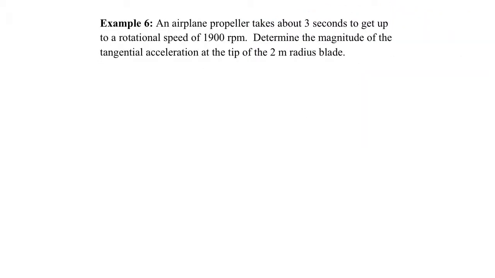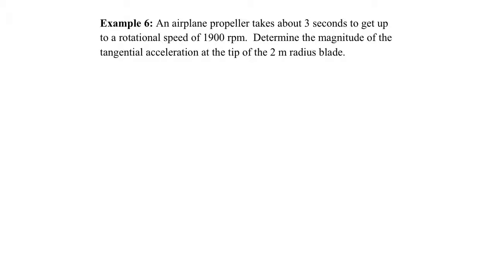6. An airplane propeller, and these are actual values, takes around 3 seconds to get up to a rotational speed of 1,900 rotations per minute. Determine the magnitude of the tangential acceleration at the tip of the 2-meter radius blade.